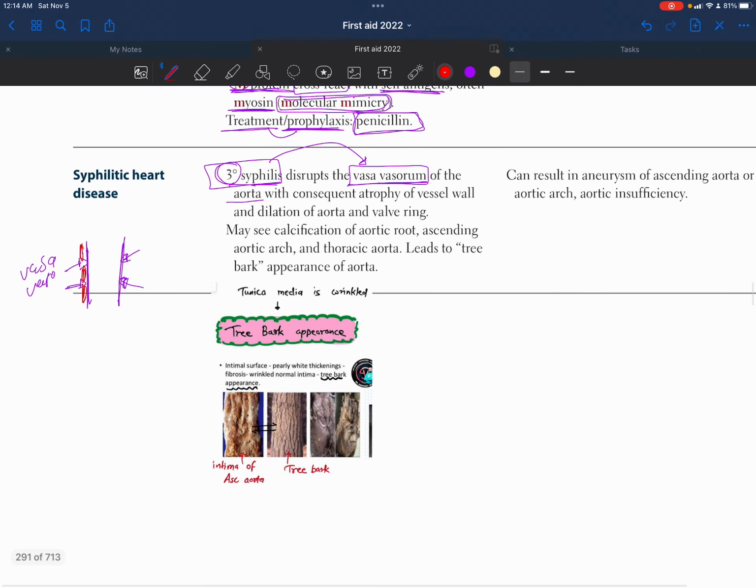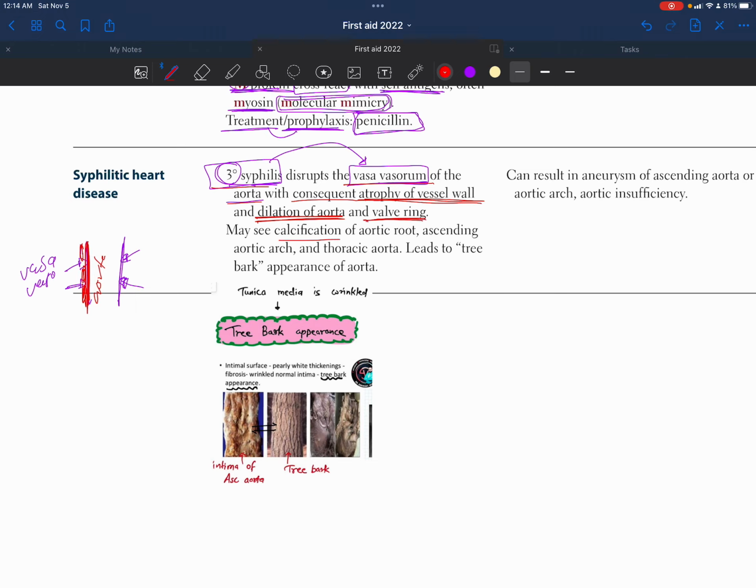Because they obliterate, they cannot provide enough blood supply to the wall of the aorta, and that of course makes the wall weak, and then the problems start to happen. Tertiary syphilis disrupts the vasa vasorum of the aorta, with consequent atrophy of the vessel wall and dilatation of the aorta and valve ring.